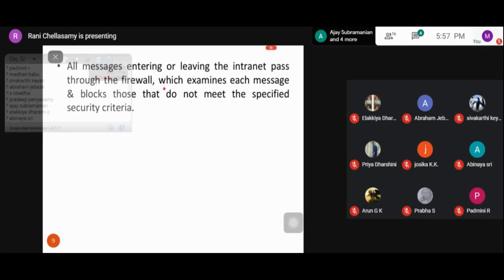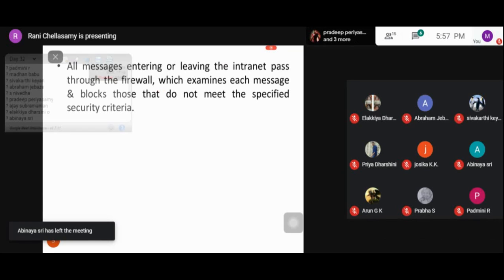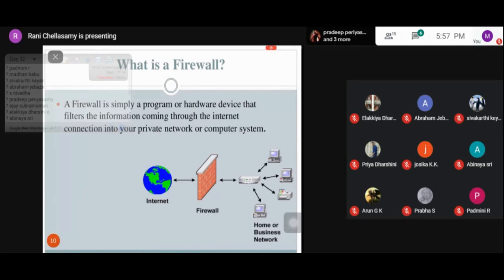The firewall will examine each message. Whatever the messages, either they can be transmitted to the other system or to the intranet, or they have to be blocked so that they do not meet the specified security criteria. Okay, we'll move on to the next.